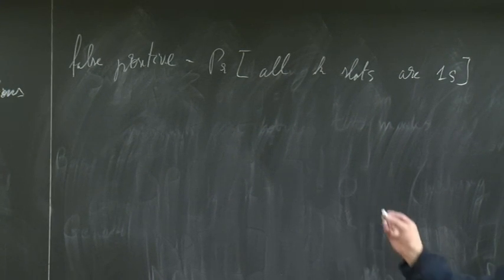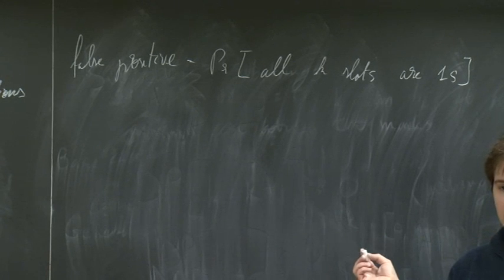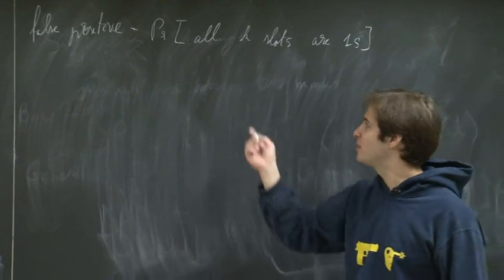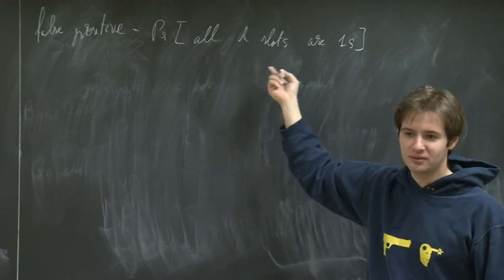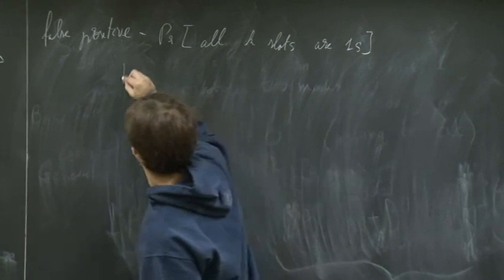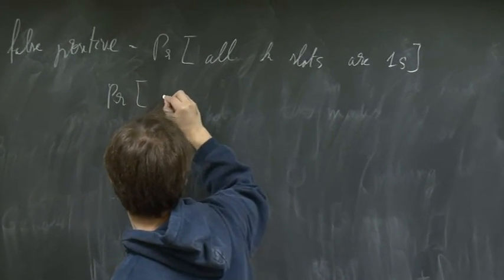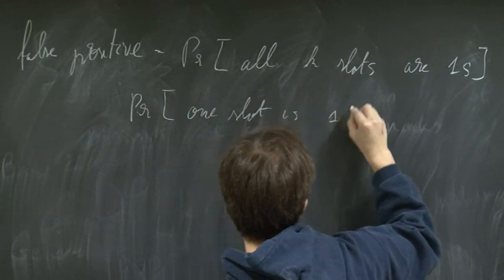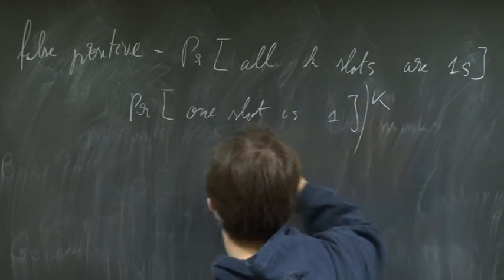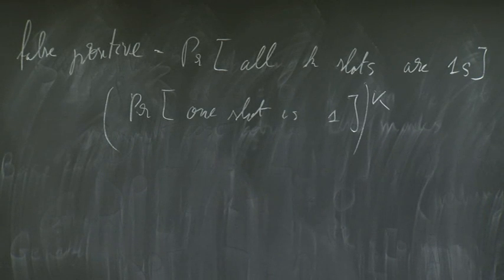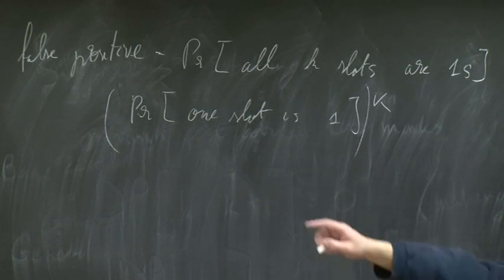So since the hash functions are all independent, this is the probability that one slot is a 1 raised to the power k, right? Because they're all independent slots. So it's the probability that one slot is a 1 raised to the power k. Okay, so now what's the probability that one slot is a 1? It looks a lot like this problem, right?